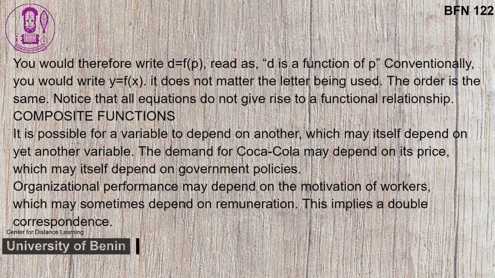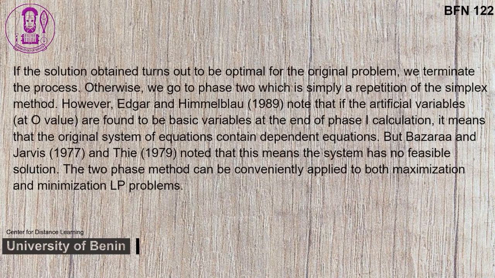If at minimum the artificial variables are zero, then we delete the artificial variables from further consideration. If the solution obtained turns out to be optimal for the original problem, we terminate the process. Otherwise, we go to phase 2, which is simply a repetition of the simplex method.